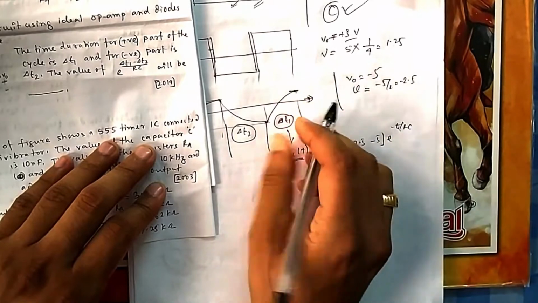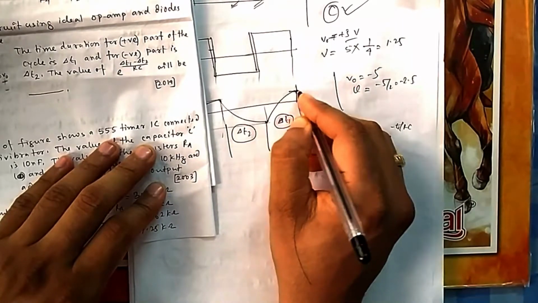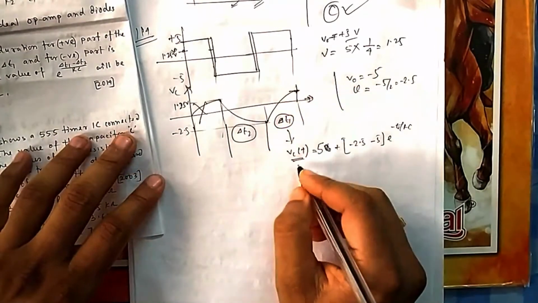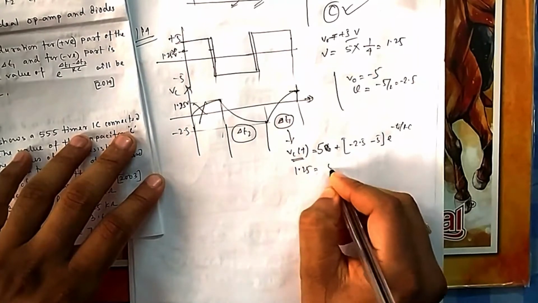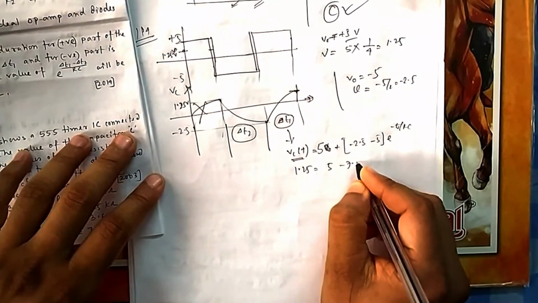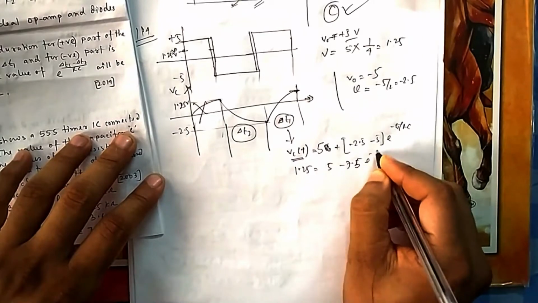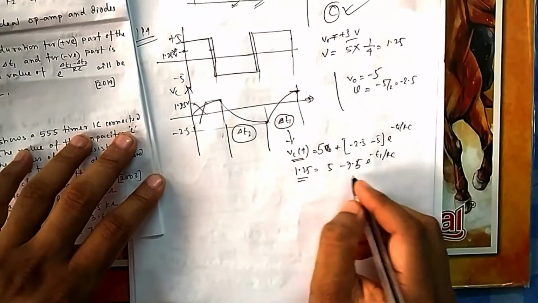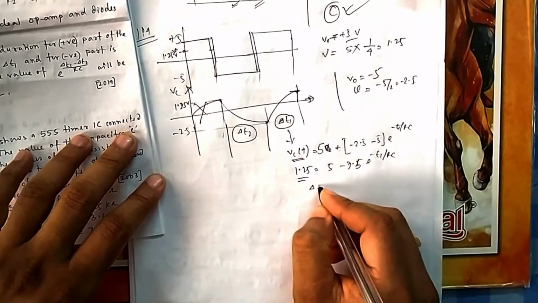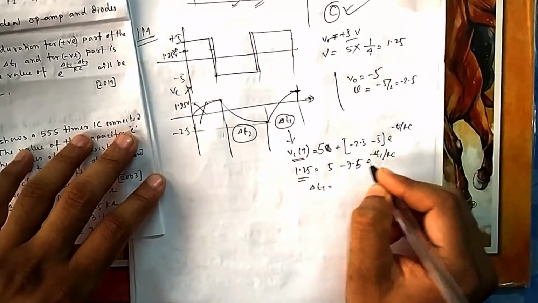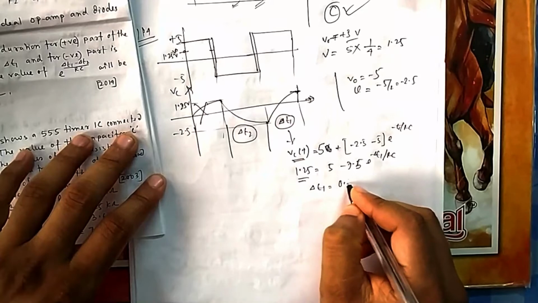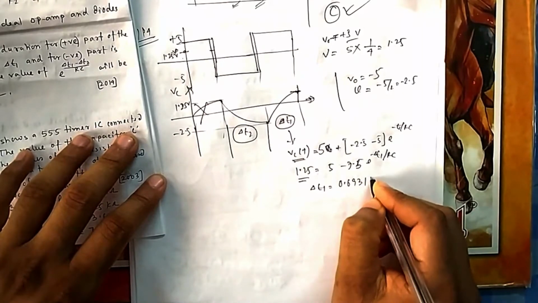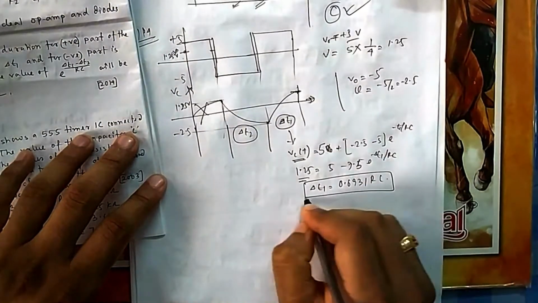So you need to find this time. At what time is it at this level? 1.25. So let me find the time at which it becomes 7.5 e to the power minus T1 by RC, equal to 1.25 voltage. If you do this and take ln, I think you can do it. So if you find this delta T1, let me calculate, it will be 0.6931 RC. So this is my delta T1.